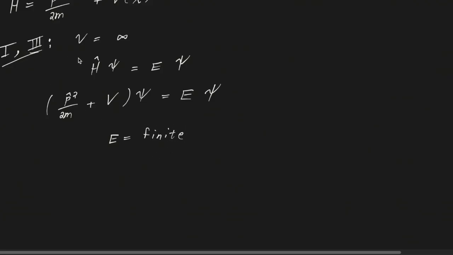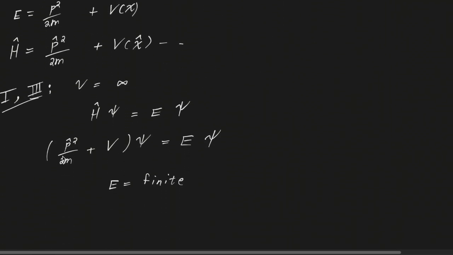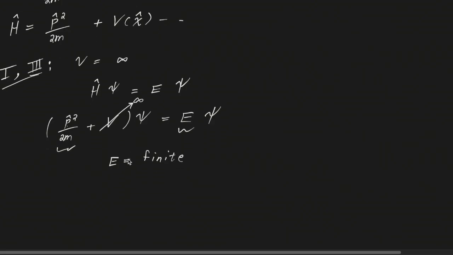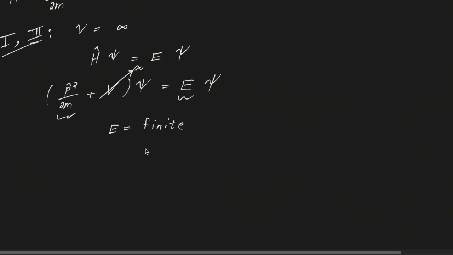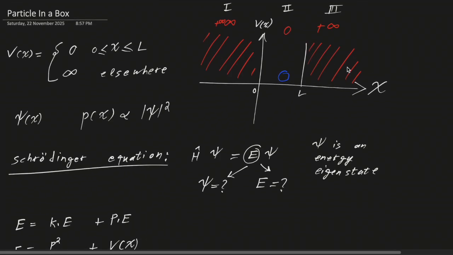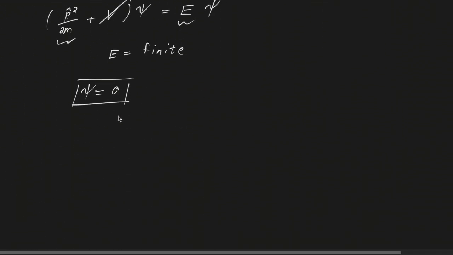In our case, in regions 1 and 3, the potential is infinite, and the kinetic energy is finite. So this is finite, this is also finite, but this is infinite. It goes to infinity. So the only way this equation will make any kind of sense is if psi is equal to 0. That's the only way to make sense of the equation. So psi in regions 1 and 3 must equal 0. So the particle cannot exist in these two regions.